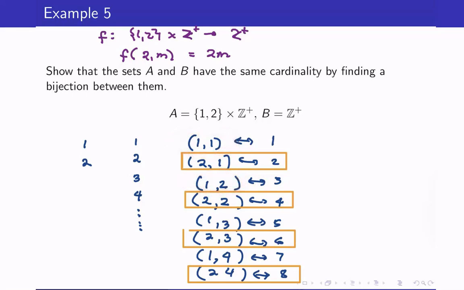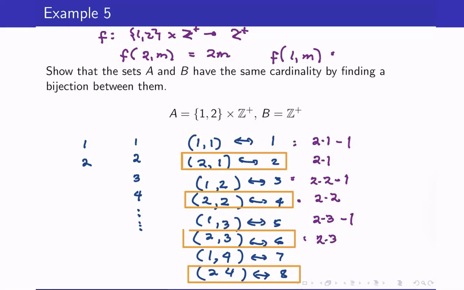So note that this is 2 times 1, but this is just minus 1 of that. For example, 3 is just 2 times 2 minus 1. Correct? This is 2 times 3. This is 2 times 3 minus 1. So therefore, we have f of 1m, this is equal to 2m minus 1. So let me just write it formally.